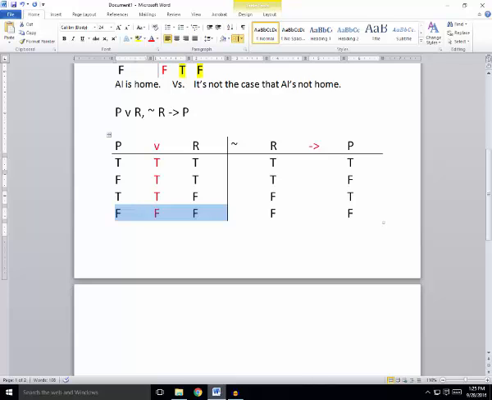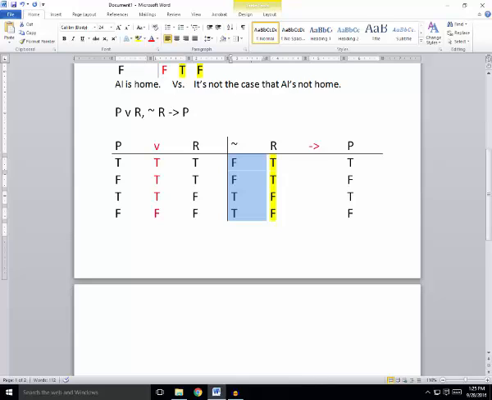It's only false on this last assignment where both sides are false. Meanwhile, on the right side, I start with the tilde. Remember, tilde comes before anything except parentheses. And I do the opposite of R. So I'm going to get false, false, true, true. Cross out the values for R because I don't want to look at those when my left side of the arrow is what I got under the tilde.